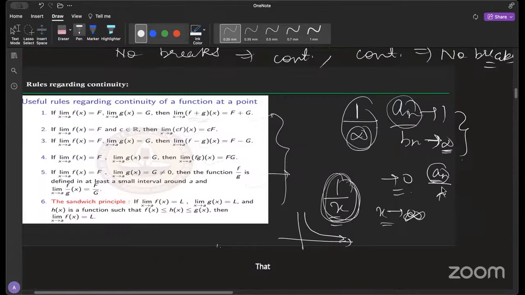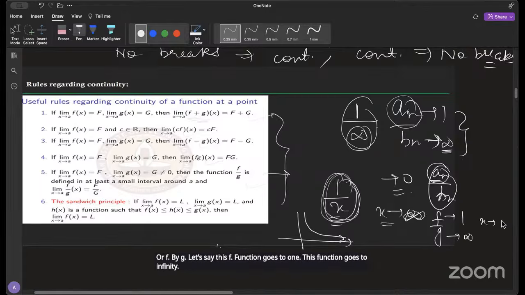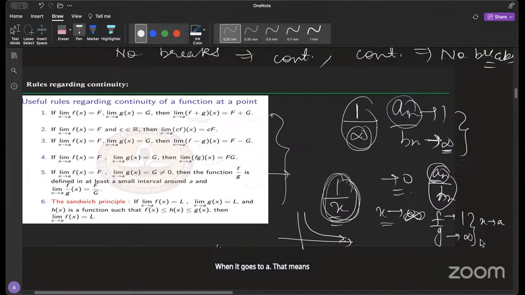That means this entire thing, an by bn or f by g, let's say this f function goes to 1, this function goes to infinity when x goes to a. That means this entire thing goes to 0. Because what happens when this keeps increasing? 1 by 2, 1 by 3, 1 by 4. What happens when you keep increasing the denominator and keep the numerator constant? That means this is going to 0 ultimately, right?